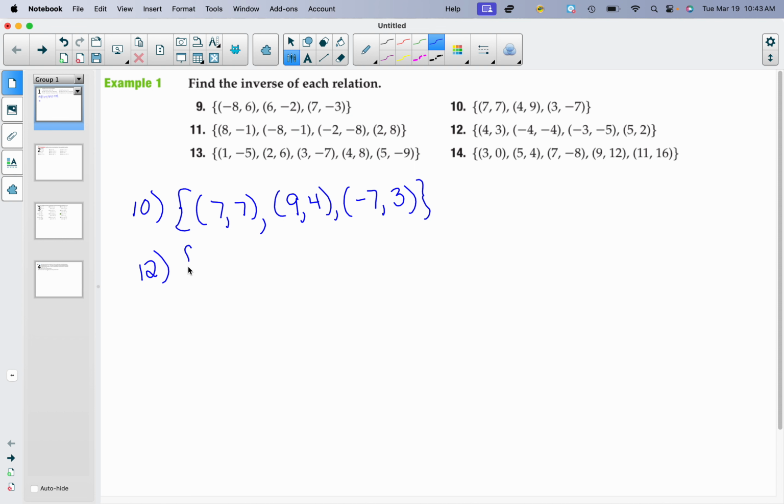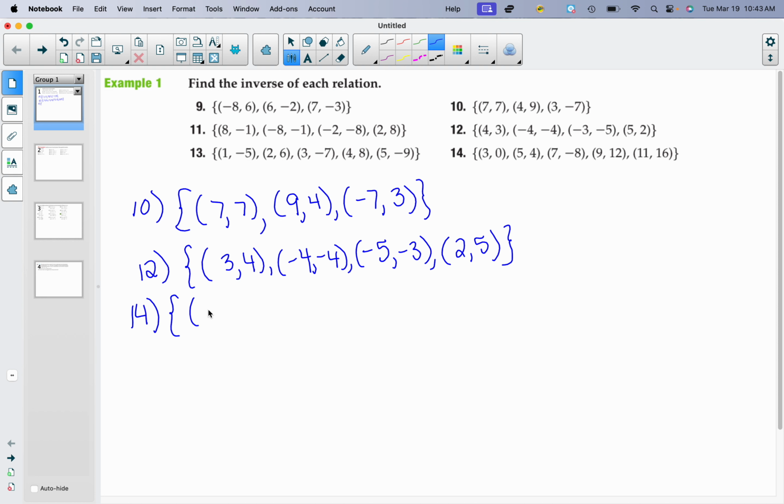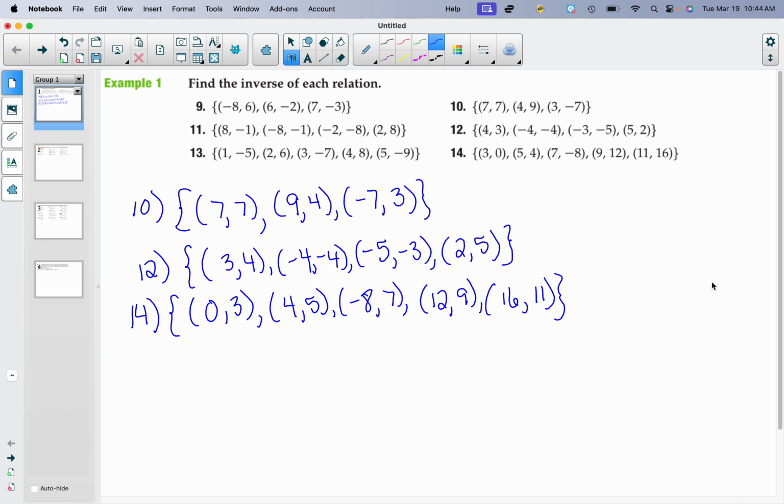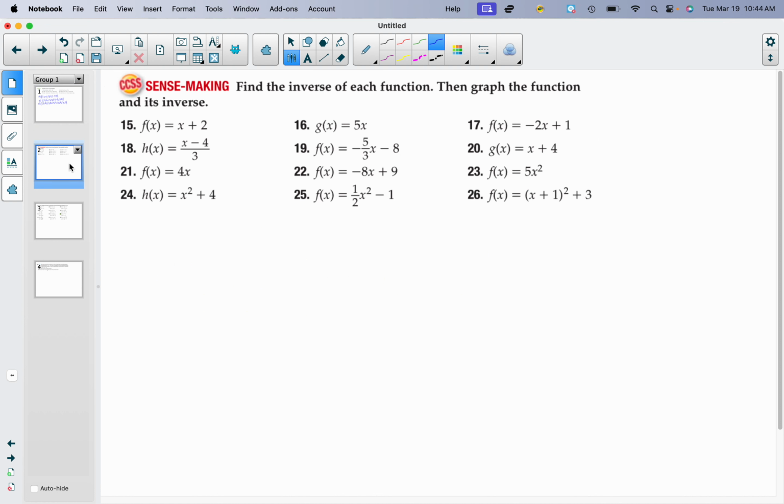So number 12, you should have gotten 3, 4, negative 4, negative 4, negative 5, negative 3, and 2, 5. And then for number 14, you would have 0, 3, 4, 5, negative 8, 7, 12, 9, 16, 11. Okay, so that is those.